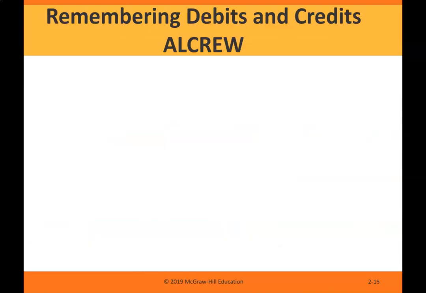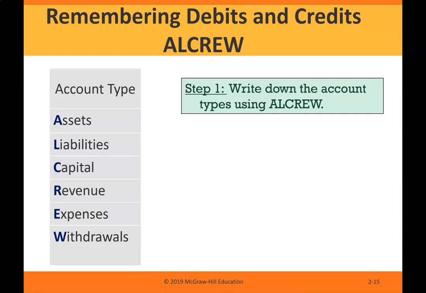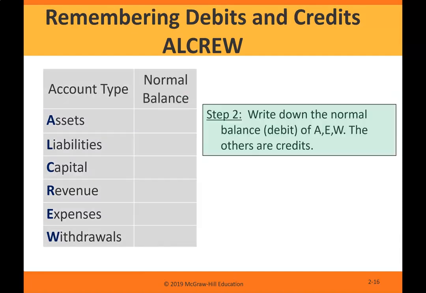Remembering debits and credits, ALCREW. Step 1, write down the account types using ALCREW. So we're just using this acronym. ALCREW: assets, liabilities, capital, revenue, expenses, withdrawals.